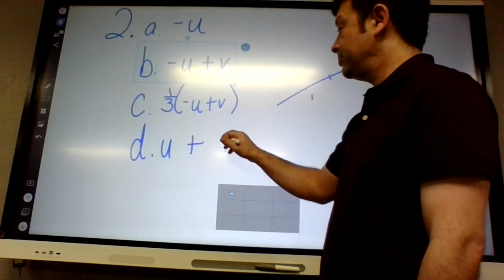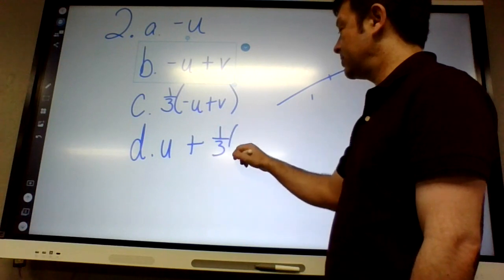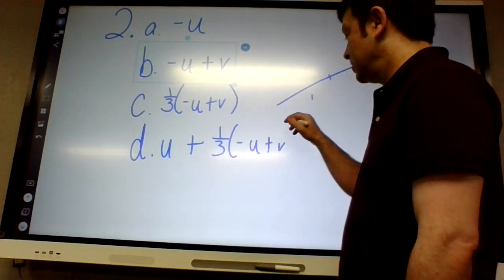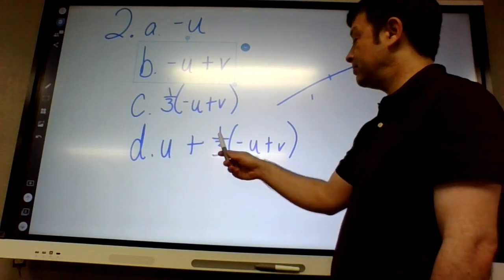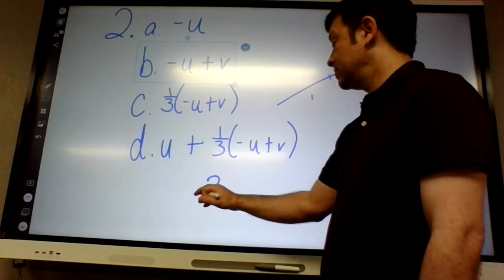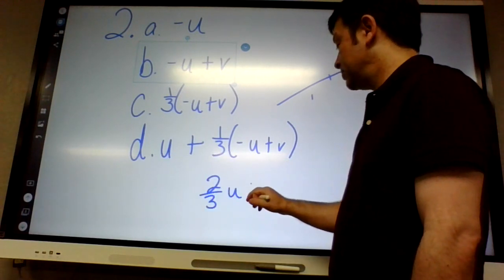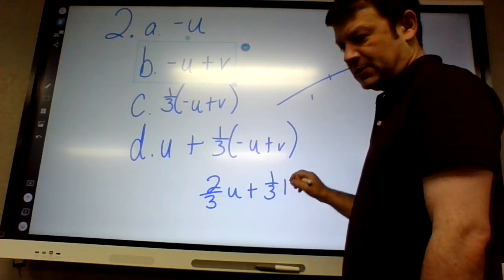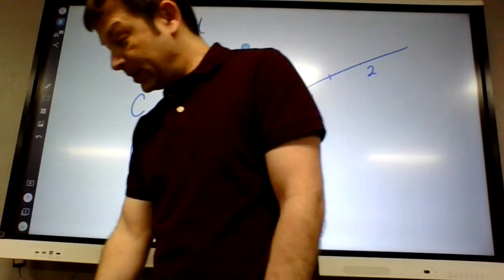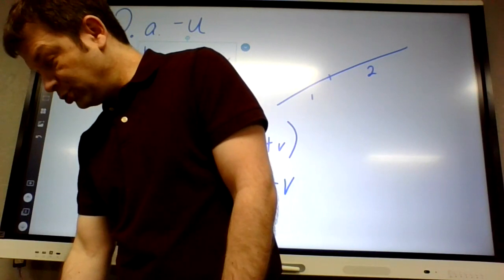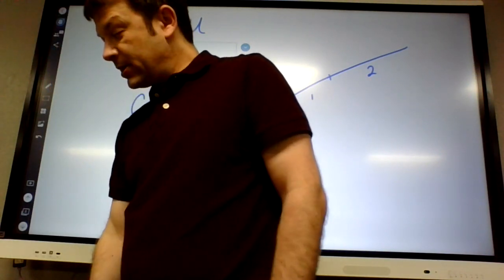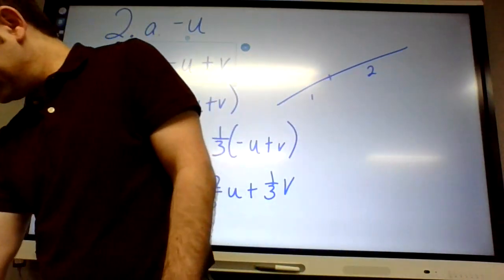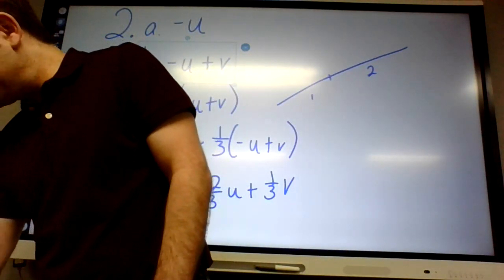So if you did vector U plus that thing we just did, they probably simplify that. That's like 1 minus 1/3 is 2/3 vector U plus 1/3 vector V. I'm thinking about the answers around here somewhere. I don't know. So here it is. Doesn't really matter. Either way is okay.